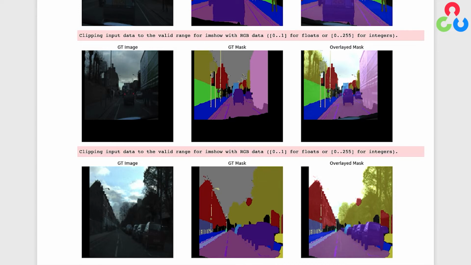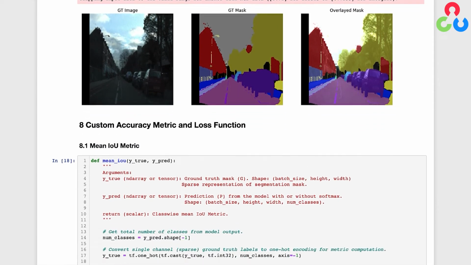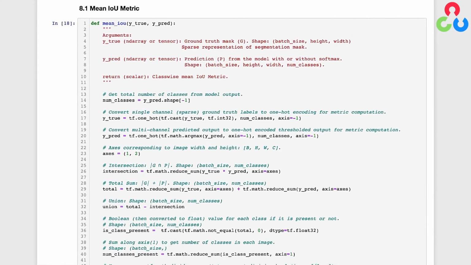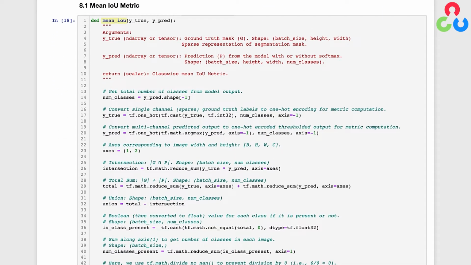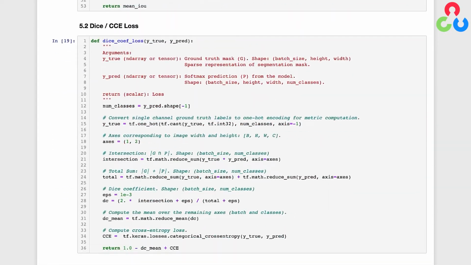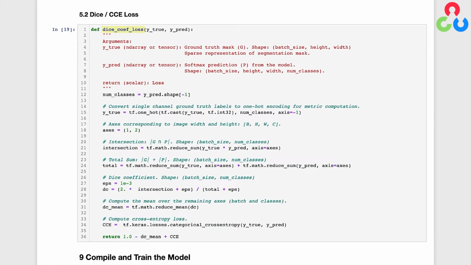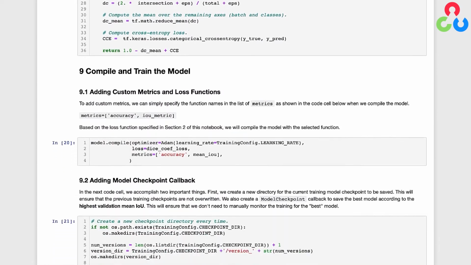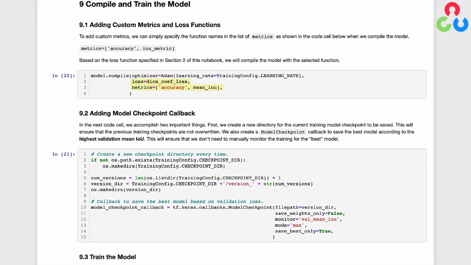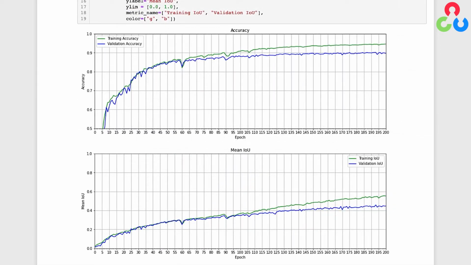Also, just a reminder that in this notebook, we're going to be using the custom mean IOU accuracy metric and custom dice loss function that we developed earlier in the module. And you can see that we've specified both of those in the compile command. So next, let's skip ahead to have a look at the training plots. There's a couple of things to notice right off the bat.